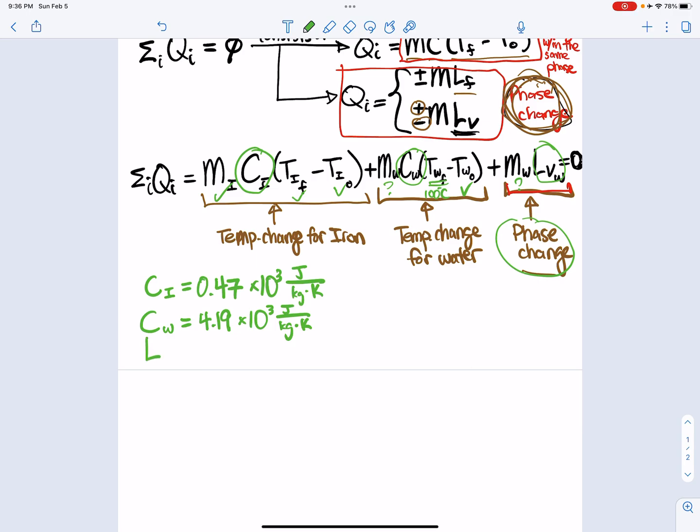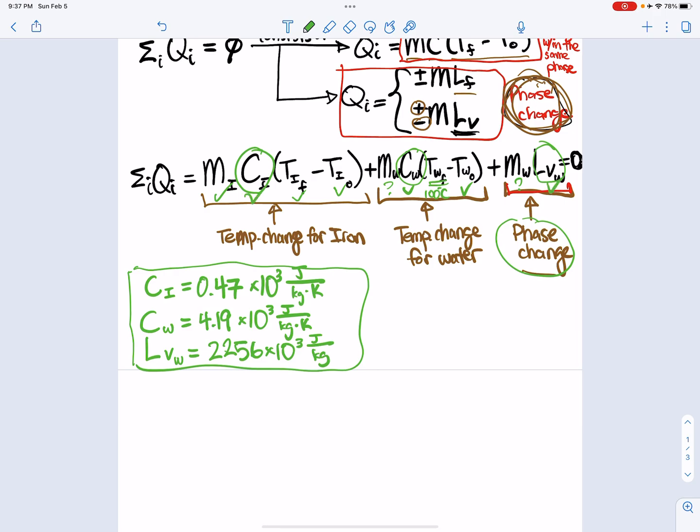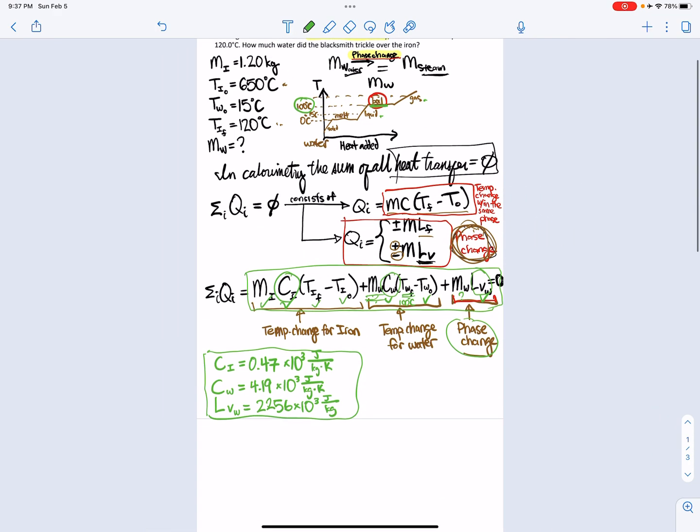And the latent heat of vaporization for water is 2,256 times 10 to the 3 joules per kg. Again, you could find these on Google or they might be given to you. Okay, so now we've got that, we've got that, we've got that. We have everything we need in this equation to solve for mass of water. So let's just do some plug and chug.